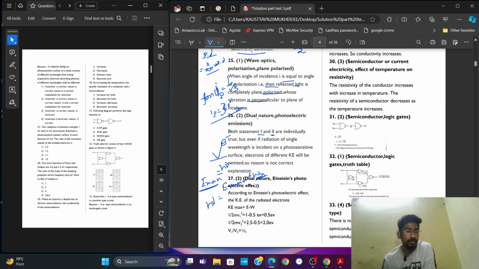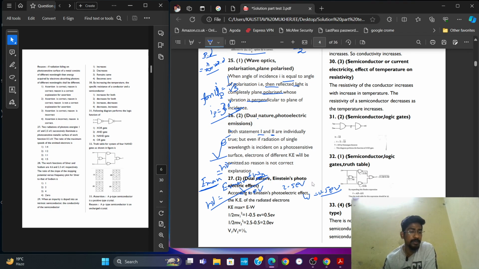Two radiations of photon energies 1 electron volt and 2.5 electron volt successively illuminate a photosensitive metallic surface of work function 0.5. In both the cases, W is 0.5. So put this formula: h nu equals Emax plus W naught. That means Emax in the first case is 1 electron volt, and in the other it is 2.5 electron volt, right?